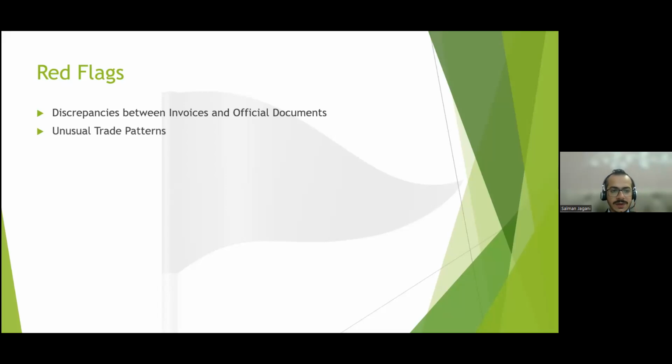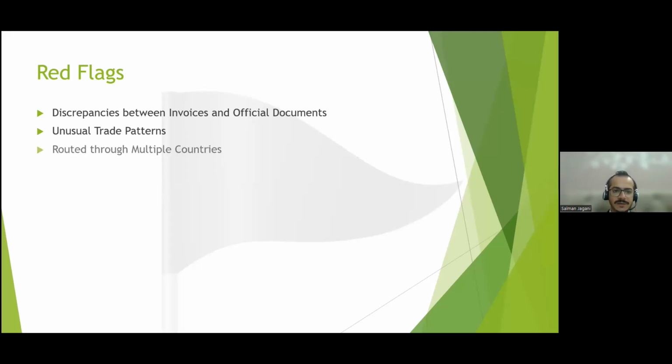So then we have unusual trade patterns. Obviously, the transaction will deviate from their normal or usual trade patterns, such as making round amount payments. Then there are inconsistent product types, or using shipment routes which are different from what they have been using before, in order to avoid the original owner of funds.